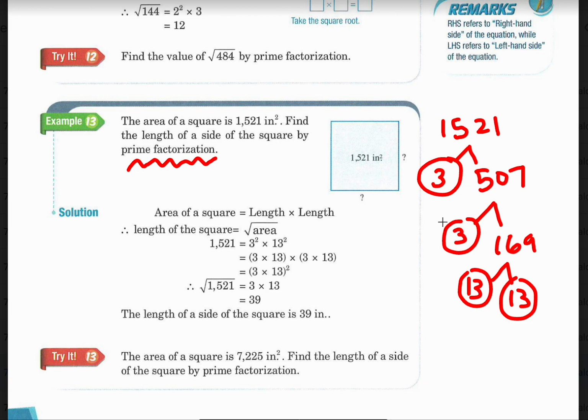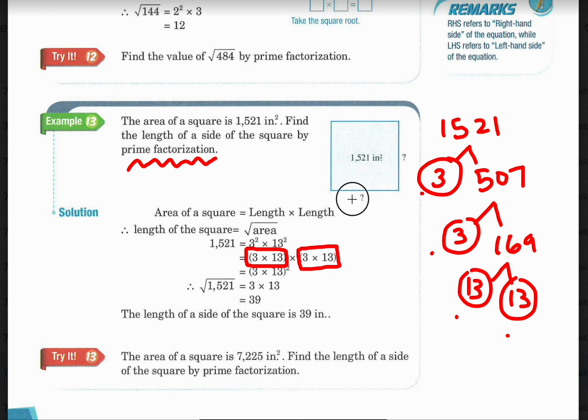So that's it. 3 squared times 13 squared, because there's 2 of each of them. Well, if I were to separate them into 2 equal groups, one group would be 3 times 13 and the other group would be 3 times 13 because I had 1 of each. And then my answer would be whatever 3 times 13 is, which is 39.